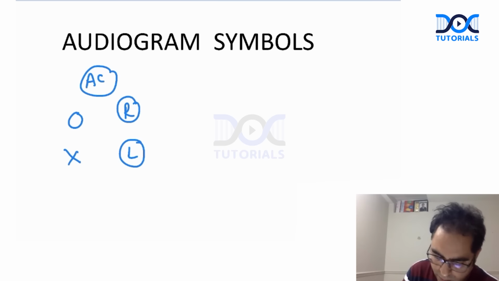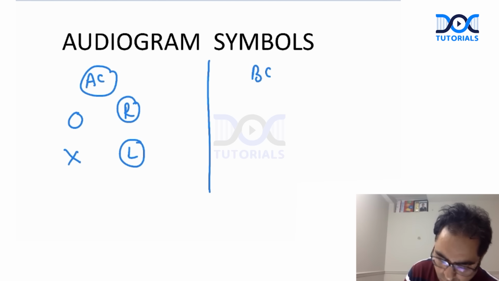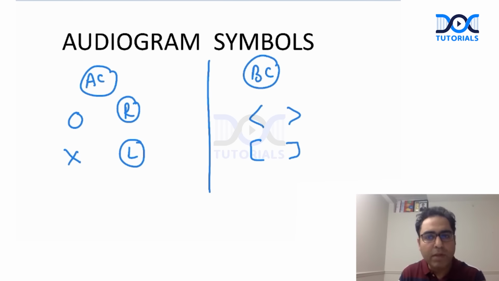Okay. And for bone conduction, B for bone, B for brackets. We use these kind of symbols. Bracket-like symbols are bone conduction. Circle is for right AC, cross for left AC. This you must remember for the exam.